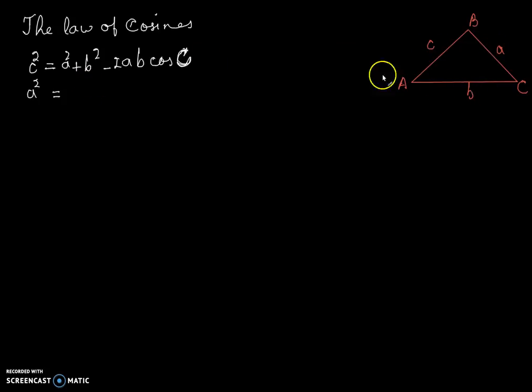Also in the same triangle, a squared is equal to b squared plus c squared minus 2bc cos, basically the angle that goes between these. Here I have cos c, right? So here I have cos a, b squared plus c squared minus 2bc cos a.